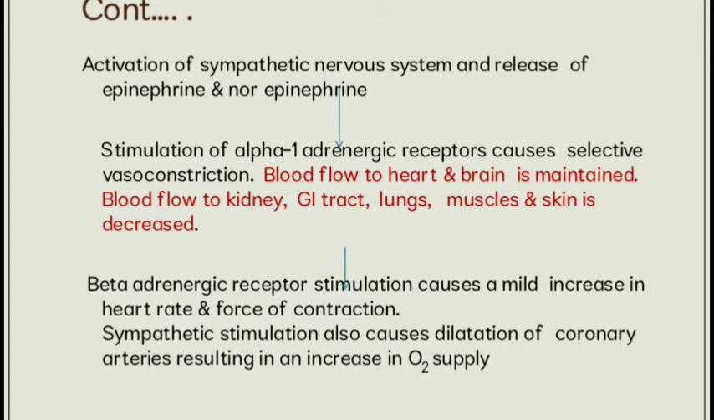the vasomotor center, activation of the sympathetic nervous system and release of epinephrine and norepinephrine. Stimulation of alpha-1 adrenergic receptors causes selective vasoconstriction. Blood flow to the heart and brain is maintained; blood flow to the kidney, GI tract, lungs, muscles and skin is decreased. Beta adrenergic receptor stimulation causes a mild increase in heart rate and force of contraction. Sympathetic stimulation also causes dilation of coronary arteries, resulting in an increase in oxygen supply to the myocardium.